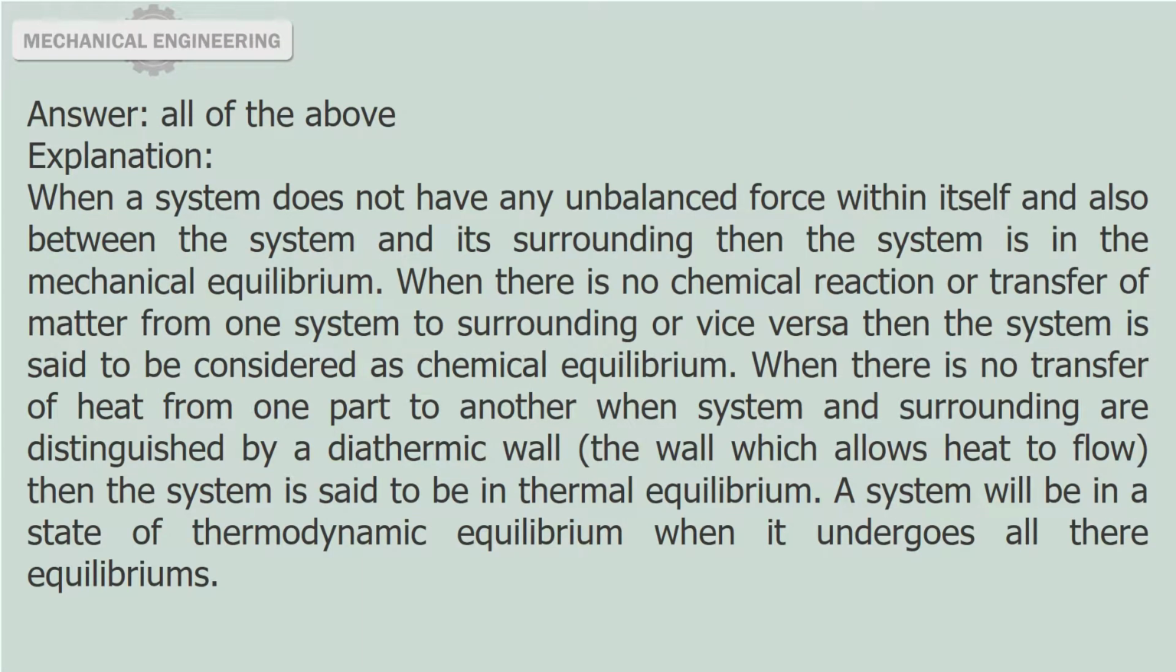Explanation: when a system does not have any unbalanced force within itself and also between the system and its surrounding, then the system is in mechanical equilibrium. When there is no chemical reaction or transfer of matter from the system to the surrounding or vice versa, then the system is considered to be in chemical equilibrium. When there is no transfer of heat from one part to another, when system and surrounding are separated by a diathermic wall, the wall which allows heat to flow, then the system is said to be in thermal equilibrium. A system will be in a state of thermodynamic equilibrium when it undergoes all these equilibriums.